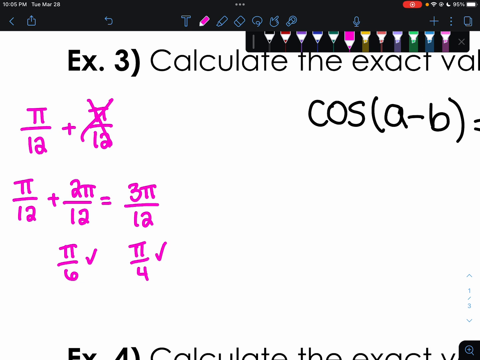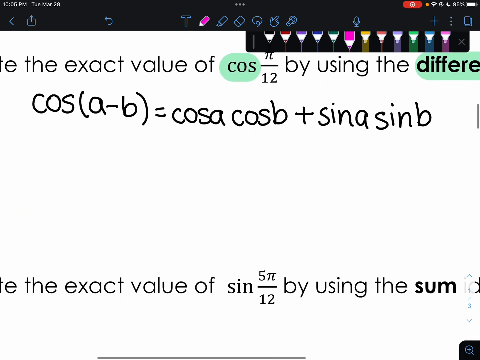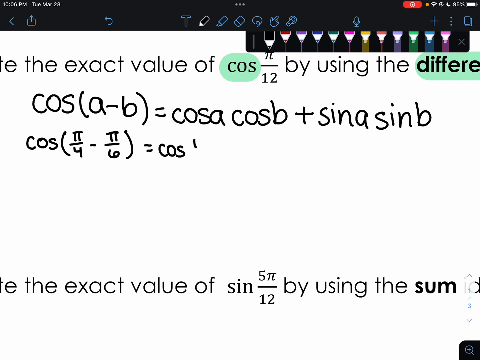Now again, the bigger angle needs to be A, and in this case, pi over 4 is the bigger angle, and pi over 6 is the smaller angle. So what I'm going to do is plug in those values for A and for B. So I have cosine of pi over 4 minus pi over 6 equals cosine of pi over 4 times cosine of pi over 6 plus sine of pi over 4 times sine of pi over 6.